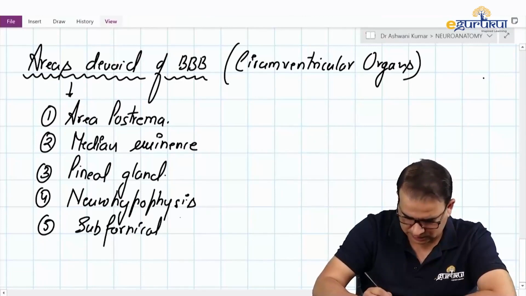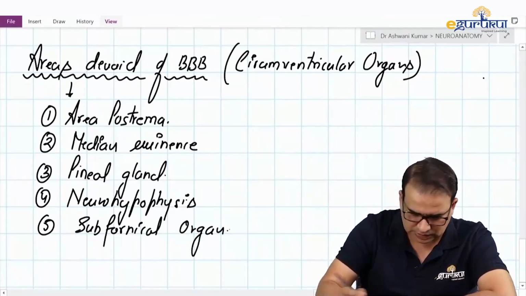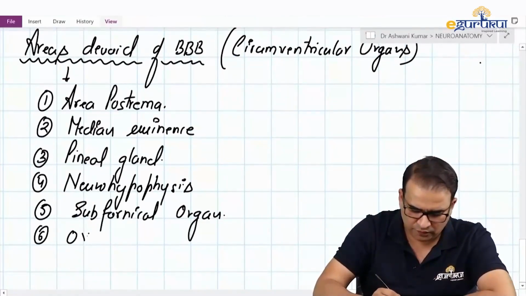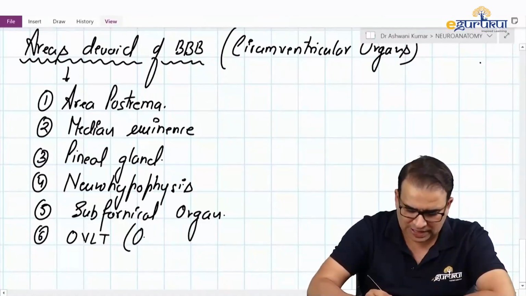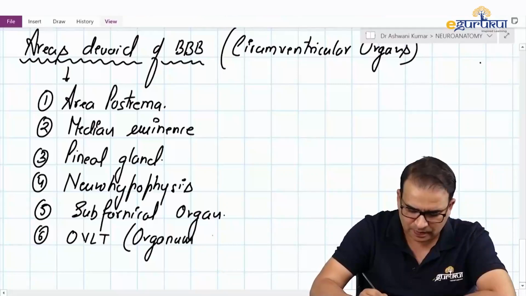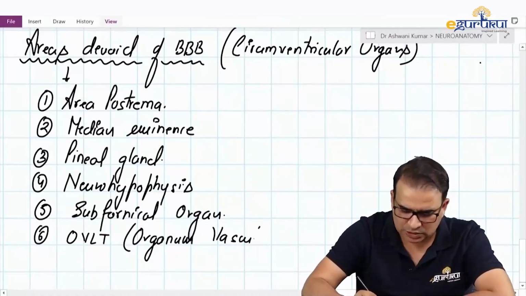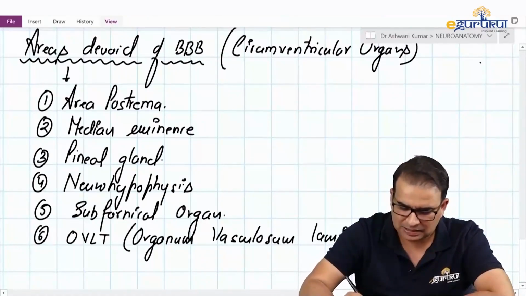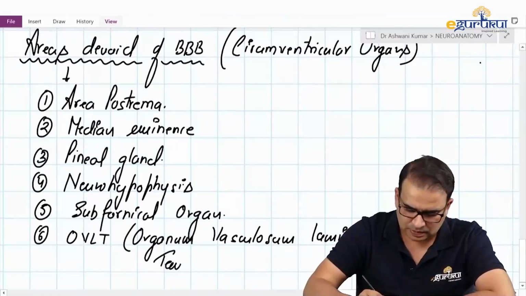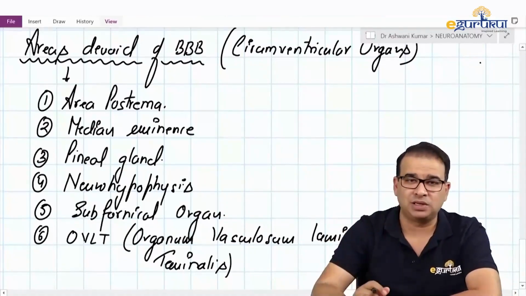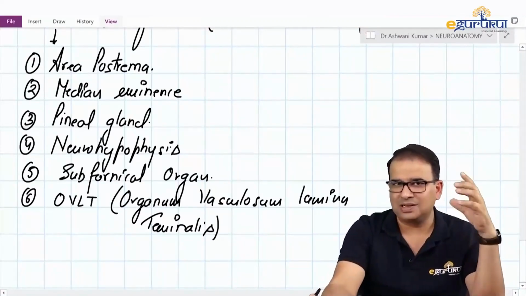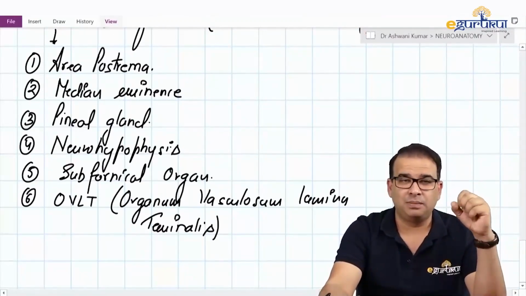Subfornical organ. And you can add one more example to this, that is OVLT. What does OVLT stand for? Organum vasculosum lamina terminalis. Again, something to be discussed when we talk about the third ventricle. So you should know this list of the areas which are devoid of blood-brain barrier.